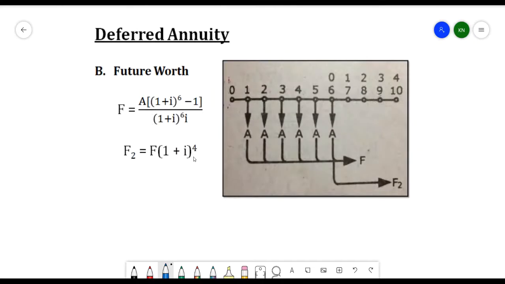We also have the future worth. This is just an example of a future worth cash flow. As you can see, we have 6 periods of payments made, and there are 4 periods that have no payments made, so that is the 4. In order to get the future worth, we have to get the F first, and then we can already get the F sub 2.